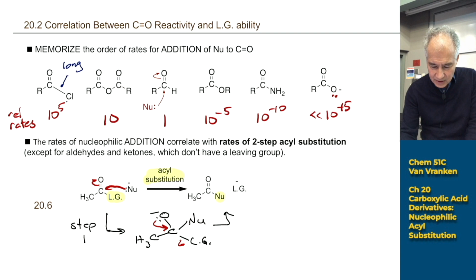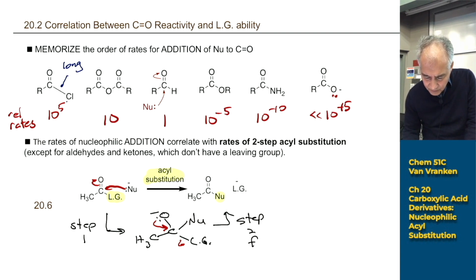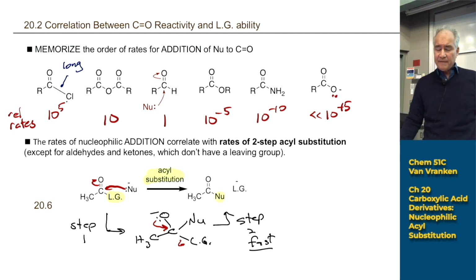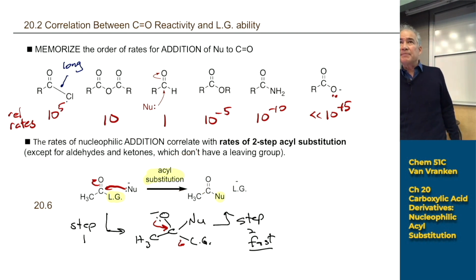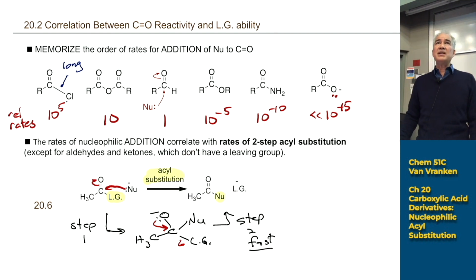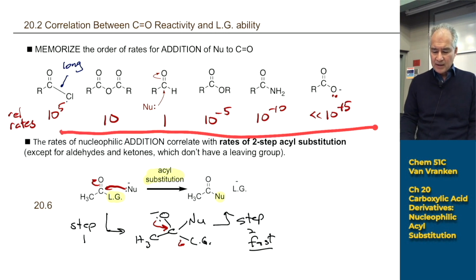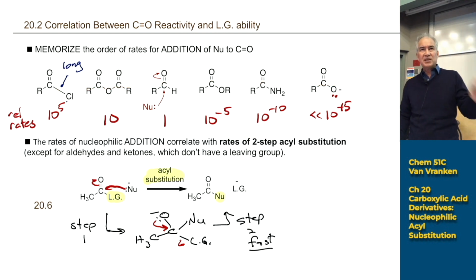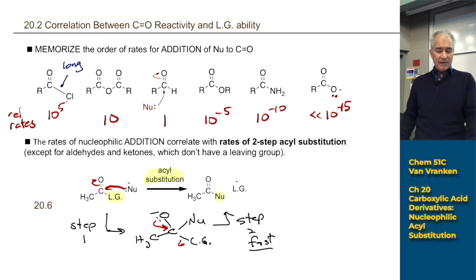So let me go ahead and write in here. Step two is always fast for the types of mechanisms that we're going to talk about. Step one is the slow step. If it's hard to substitute, it's because step one is slow. You can predict the overall rate of this two-step process. Even though the mechanism involves two steps, everything that slows down or speeds up the rate of substitution for carboxylic acid derivatives is due to step one. It's due to this stuff right here. You can predict the rates of the two-step mechanism just by knowing about the rates of the first step. And that's given quantitatively up above.